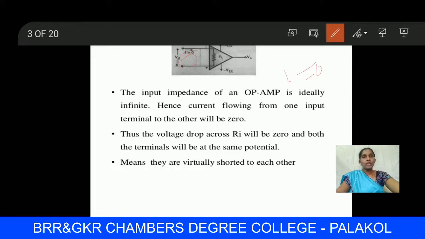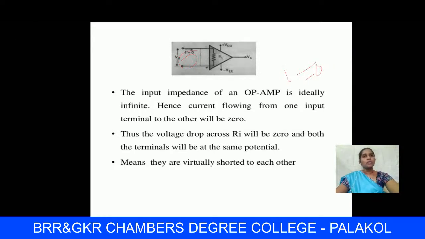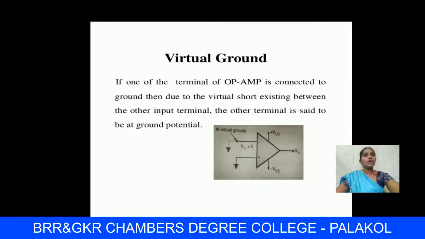Thus the voltage drop across the resistor will be 0, and both the terminals will be at the same potential. So the voltage drop across the input resistance Ri will be 0, and both the terminals will be at the same potential. That means they are virtually shorted to each other. Therefore these two are virtually shorted.